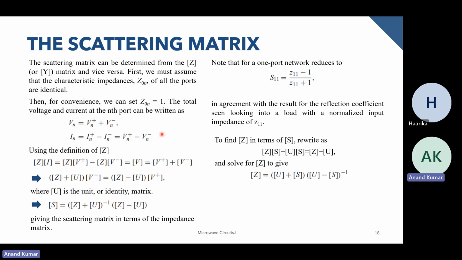All these can be calculated from each other, and a table for a two-port system is also given in Pozar in some table. I have also included that in the slide as well.